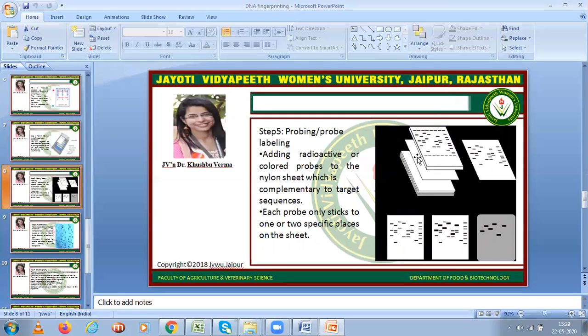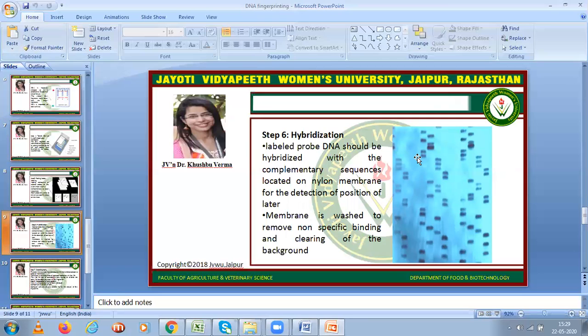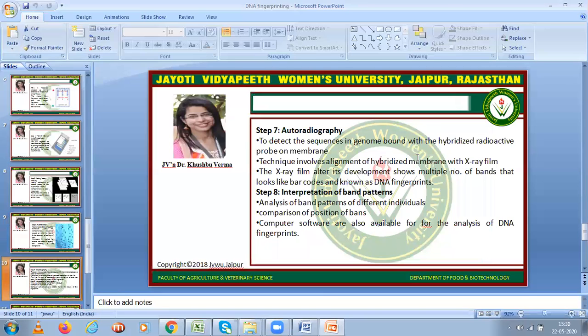Adding radioactive or colored probes, meaning non-radioactive probes, to the nylon sheet, which are complementary to target sequences. Each probe only sticks to one or two specific places on the sheet. The sixth step is hybridization. Labeled probe DNA is hybridized with the complementary sequences located on the nylon membrane for detection of their position. The membrane is washed to remove non-specific binding and clear the background.